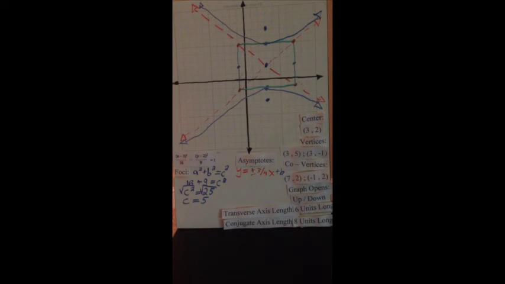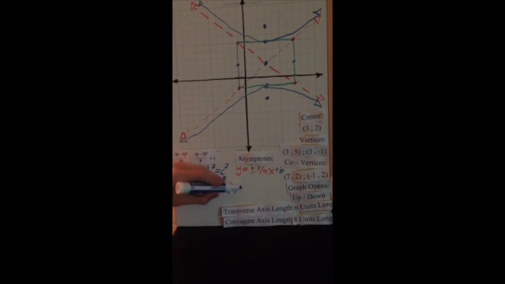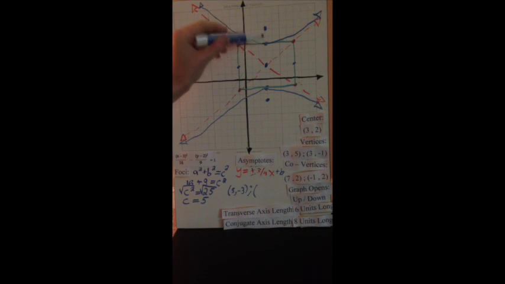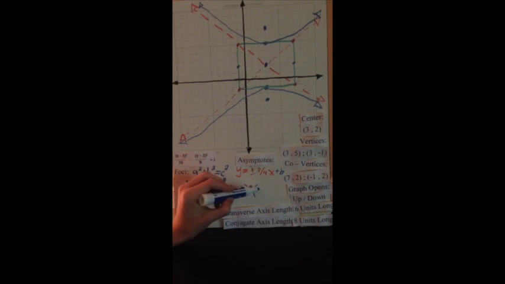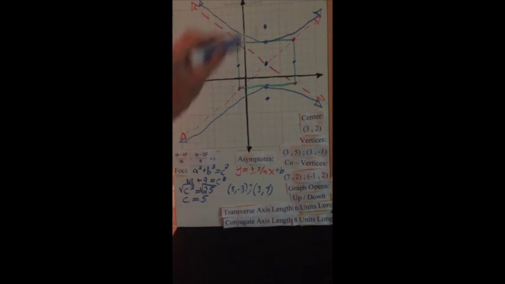And there you have it, folks. You have all the key points. You have your foci, which now we just have to label as ordered pairs. So it's going to be (3, -3) as one focus, and the other focus is going to be (3, 7), counting 1, 2, 3, 4, 5, 6, 7. And there you have it. These are the ordered pairs of your foci.